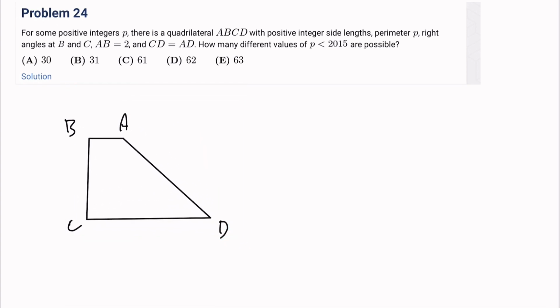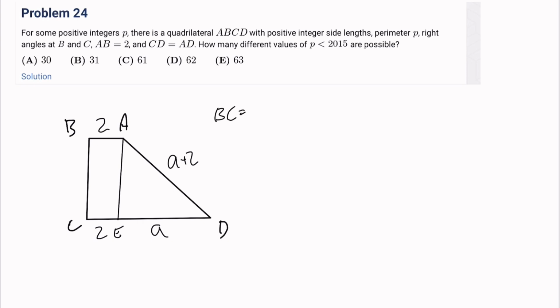And here CD equals AD, so these two are the same, and AB equals 2. And let's say this is B, right? AB equals 2. And I want to put a line down like that, right? That will make it a right angle, and so this would also be 2. Let's say this point is E, right? And so CE would be 2. And if ED is a, then AD would be a plus 2, right? Because CD equals AD.